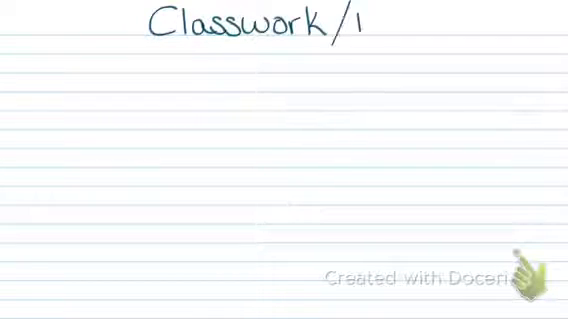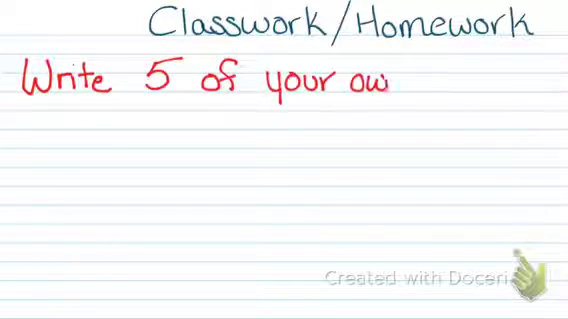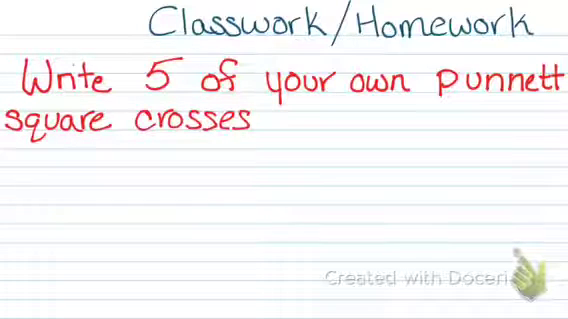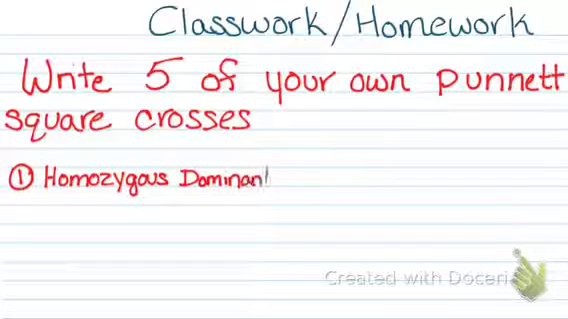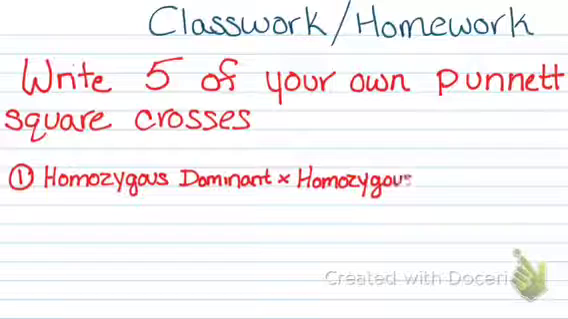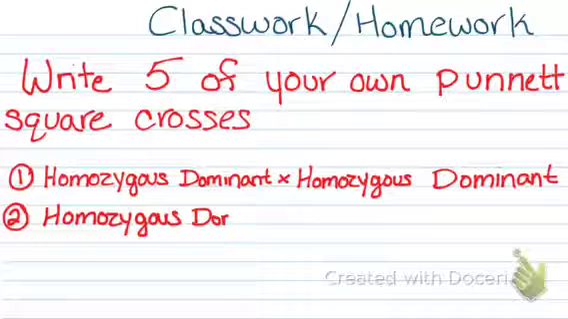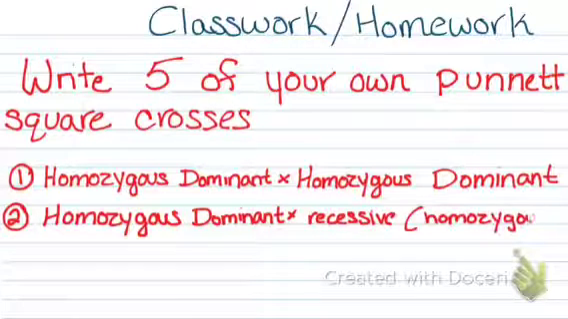Now I'm going to explain the rest of your classwork/homework. What you're going to do is create 5 Punnett square questions. In the first example, you're going to cross a homozygous dominant organism with another homozygous dominant organism. For the second cross, you'll cross a homozygous dominant with a recessive. Keeping in mind, in order to be recessive, it must be homozygous.